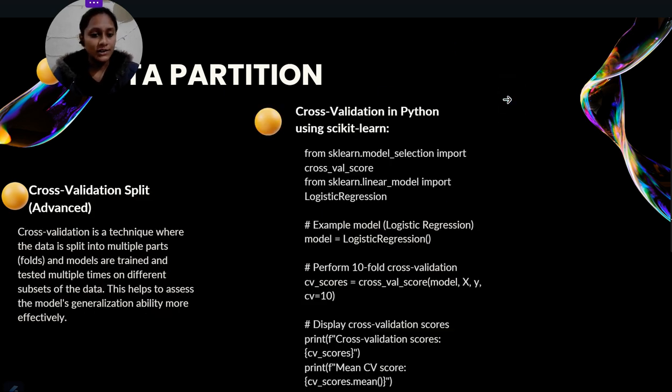Now, what is cross-validation split? Cross-validation is a technique where data is split into multiple parts and models are trained and tested multiple times on different subsets of the data. This helps to assess the model's generalization ability more effectively. Now you can perform cross-validation in Python using the following code.